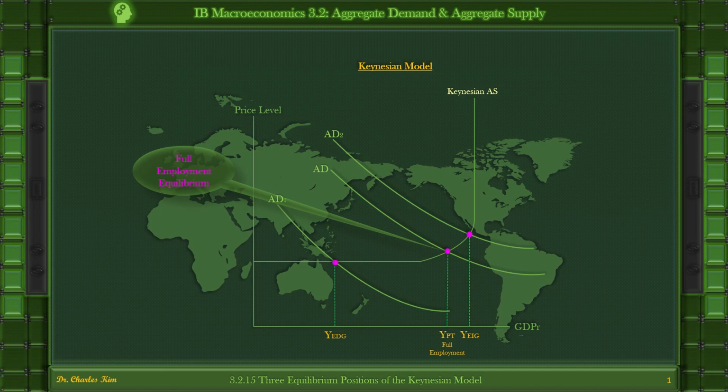The space between YEDG and YPT is referred to as Section 1, or the deflationary gap. Section 2, or the inflationary gap, is depicted from YPT to YEIG. The vertical line from the end of Section 2 until the end of the line is denoted as Section 3, or maximum production. We'll go over each section in depth shortly.